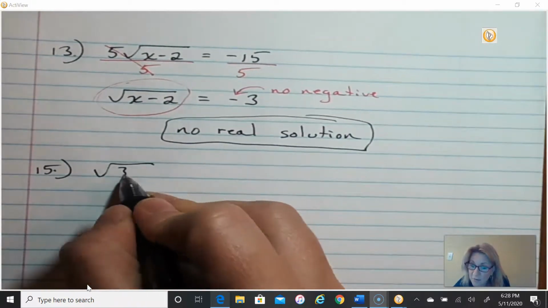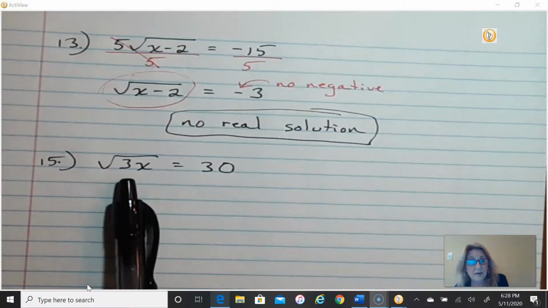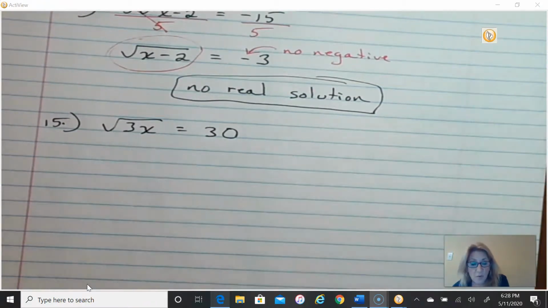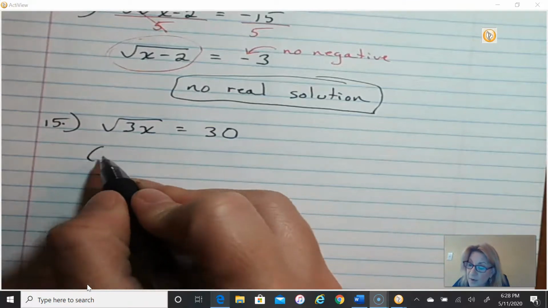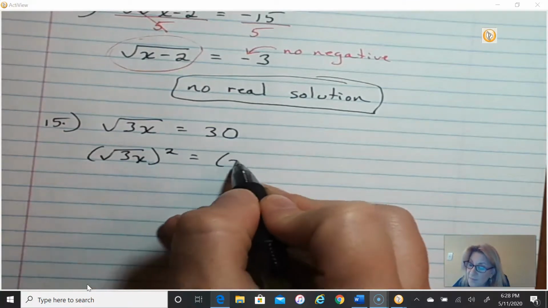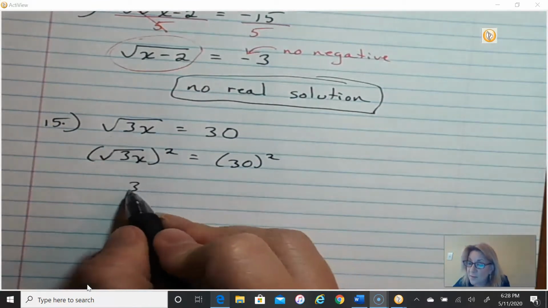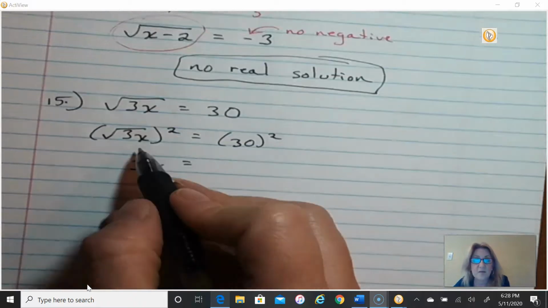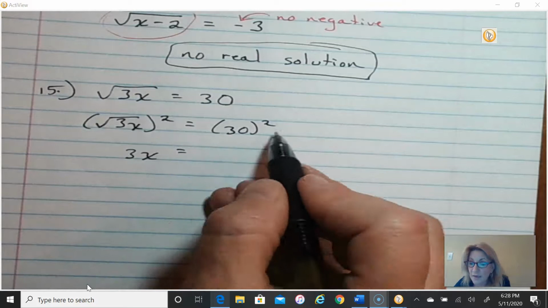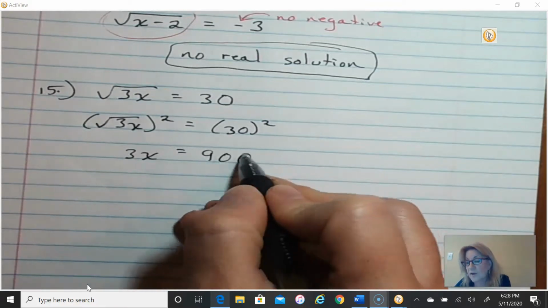The square root of 3x equals 30. Okay, it's already isolated for you. The radical's all by itself. So we can go ahead and square both sides. Okay, so I'm left with 3x because the square of the square root of 3x is just 3x. And 30 squared is 30 times 30, and that gives me 900.